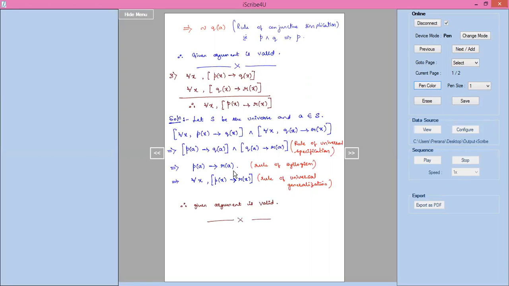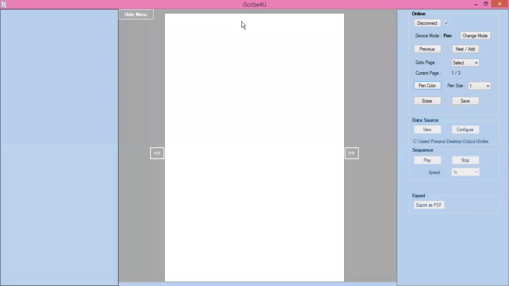So it was not a statement problem. The open statements were directly mentioned for us and we had to apply the rules of inference and obtain the given resultant, and we obtain that the given argument is valid. We'll see the next problem, the fourth one.